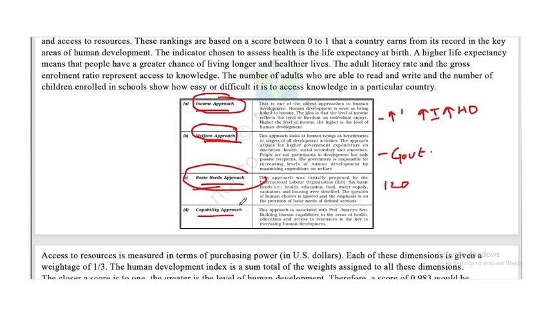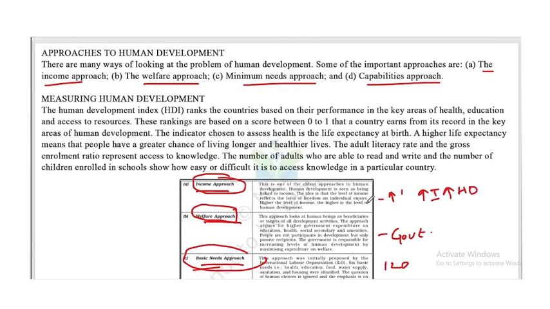Now the final one, the capability approach. What is the capability approach? This approach is associated with Professor Amartya Sen. Building human capability in the areas of health, education and access to resources is the key to increasing human development. So these are the four approaches to human development.